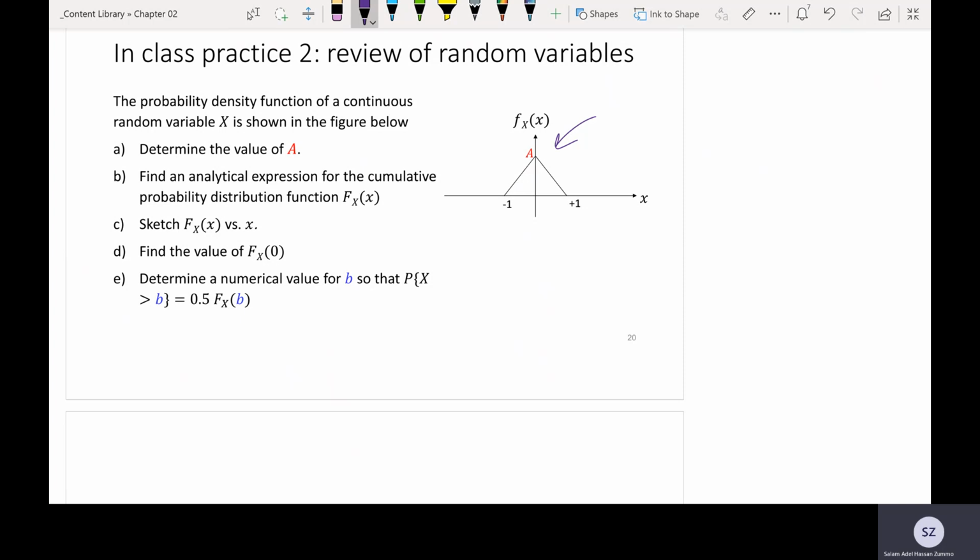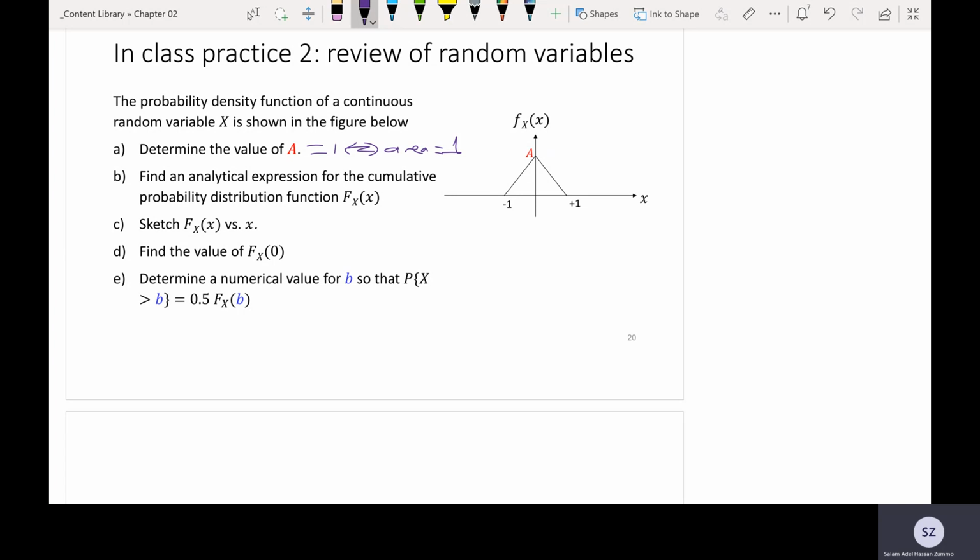Second thing, how do you know that it's a valid PDF? Second condition: it has to integrate to 1. What does that mean? What does A have to be equal to? A has to be equal to 1, right? Otherwise, this will integrate to something larger than 1. So basically, A has to be equal to 1, from the area. Okay. Fine.